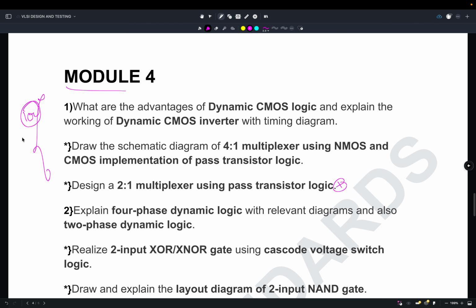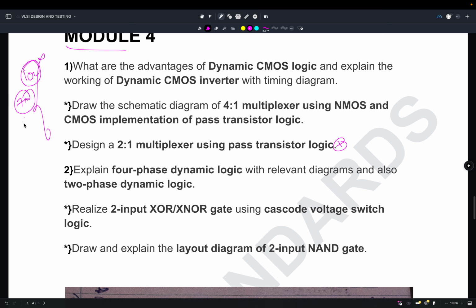The 2:1 multiplexer we can skip, because it comes in part B and we are seeing part A. In these three questions, one question is going to come for 7 marks. Okay, let's see part B.